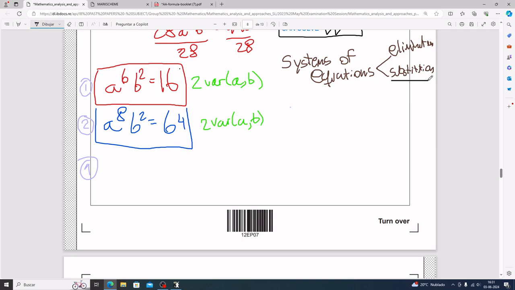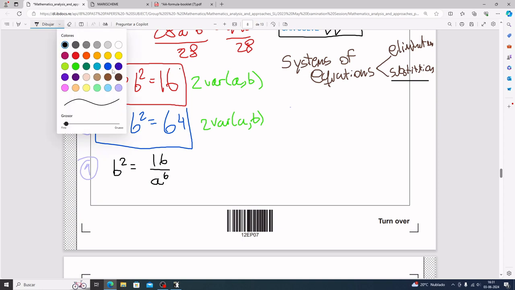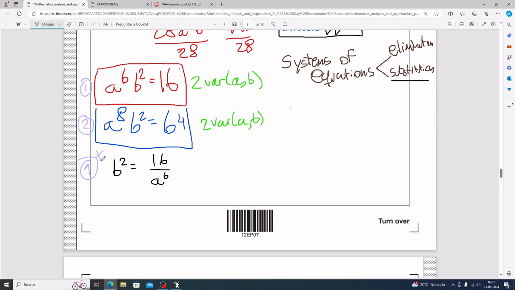Okay, so I'm going to be trying substitution. If I take the first one, I can end up with B squared equals 16 divided by A to the power of 6. And I'm going to call this my first one with an asterisk. And guys, this is not how you're supposed to solve it or whatever. This is just the procedure that I suggest. The moment you put the asterisk on the first one, it's a reminder that this is your first equation, but you switched something around. That's why I'm putting the asterisk.